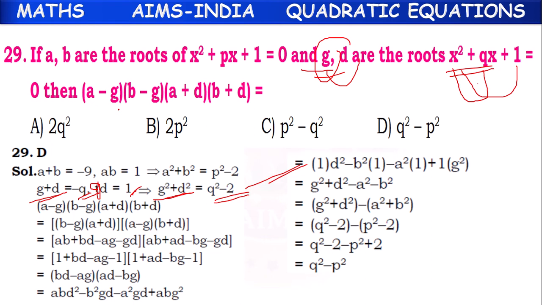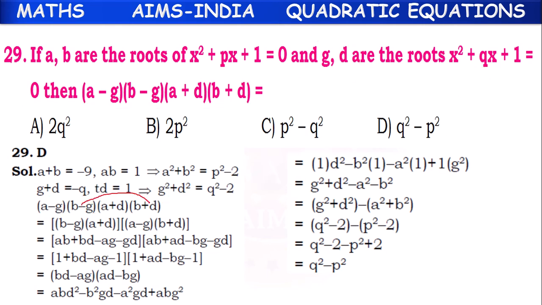So now we have to calculate this value, (α − γ)(β − γ)(α + δ)(β + δ). Let's calculate. Let's make (β − γ)(β + δ) one group, and (α − γ)(α + δ) one group. Let's separate them into groups and multiply them: β into α, βα; β into δ, βδ; γ into α, αγ; γ into δ, γδ. Like that we have to multiply these two, and we have to multiply the other two, and then this one will come.